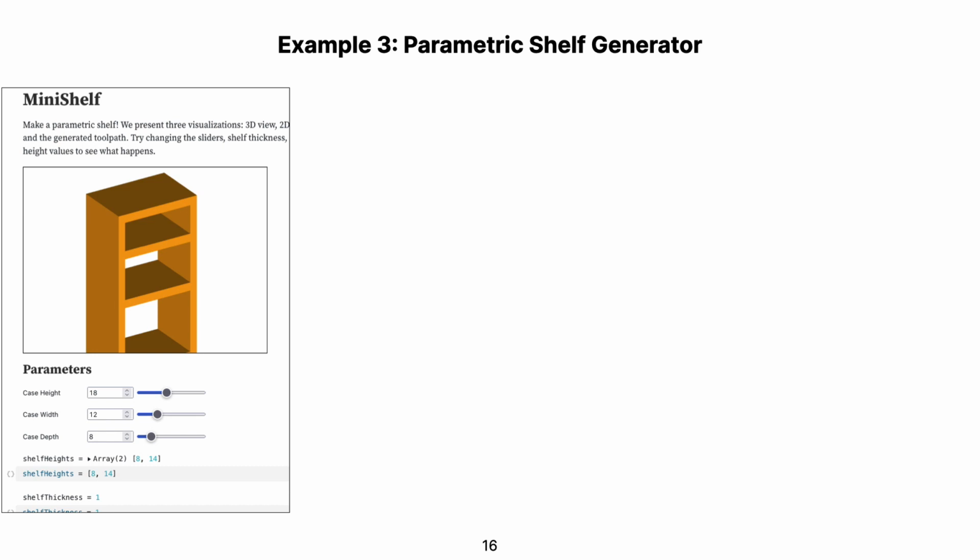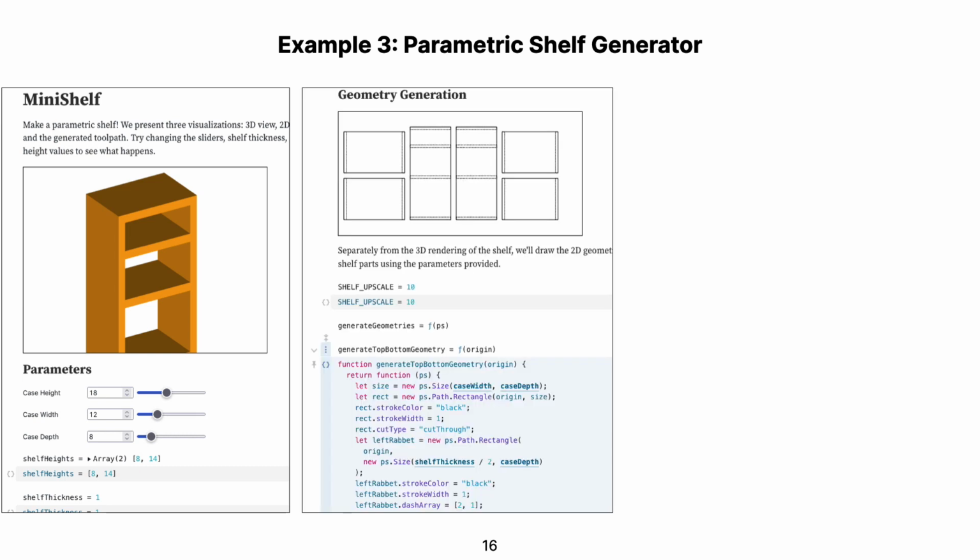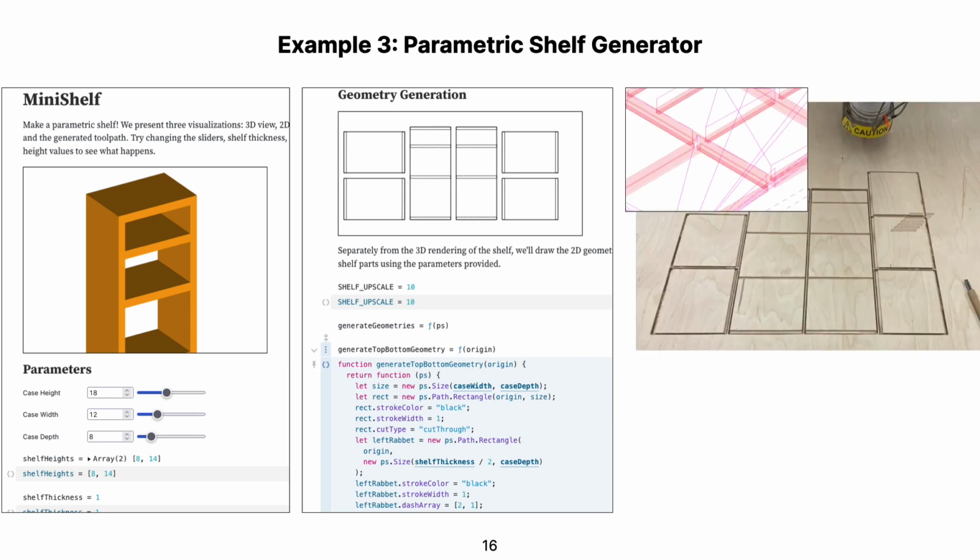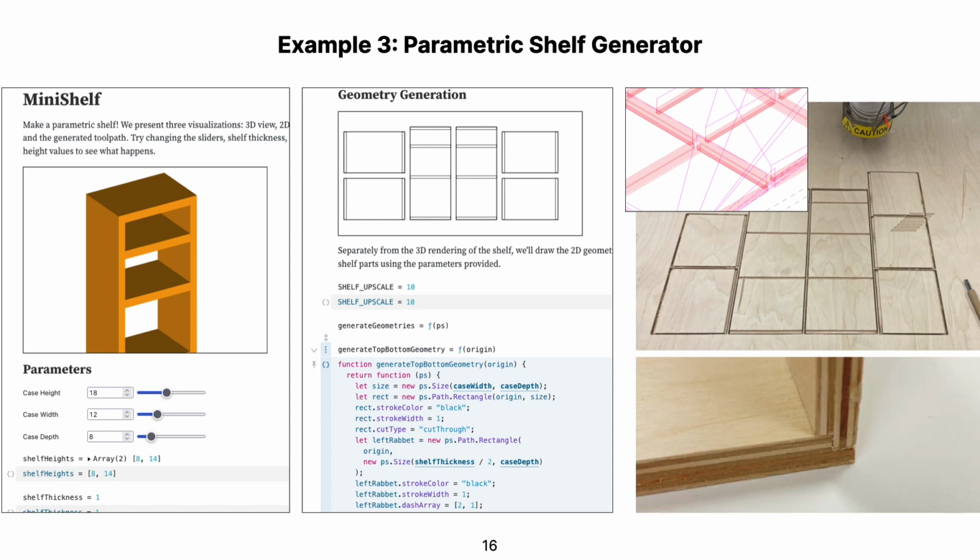And in one last example, we created a parametric shelf generator where a fabricator can experiment with different shelf parameters like height, width, depth, shelf count, and spacing. Again, because Imprimer notebooks are live, changing anything causes the rendering to be updated immediately, as well as all the 2D geometries and cutting paths in real time. We also included testing functionality to test the fits of the joints, which can vary by machine.